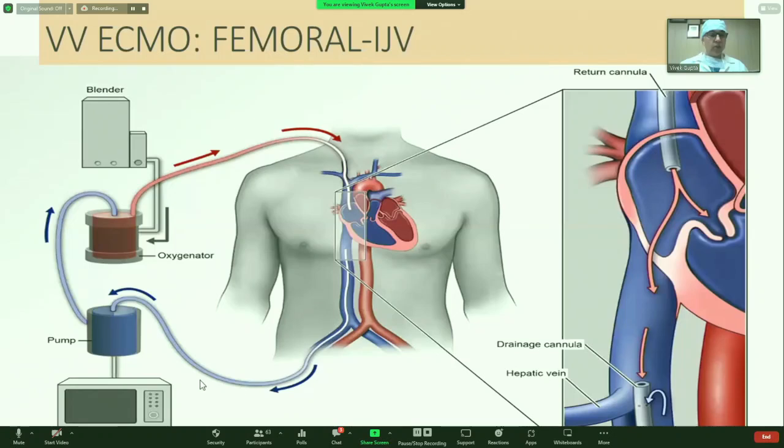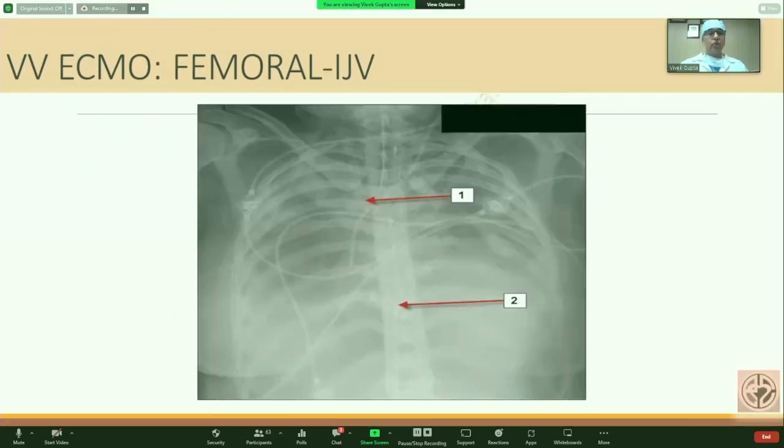You can see this, the oxygenated blood is coming to the pump, reaching the oxygenator, getting oxygenated, and now it is being pushed back to the vein, the right internal jugular vein. The oxygenated blood is now reaching the right atrium and finally reaching the lung and being circulated in the systemic circulation. So this is how the cannula looks on X-ray.